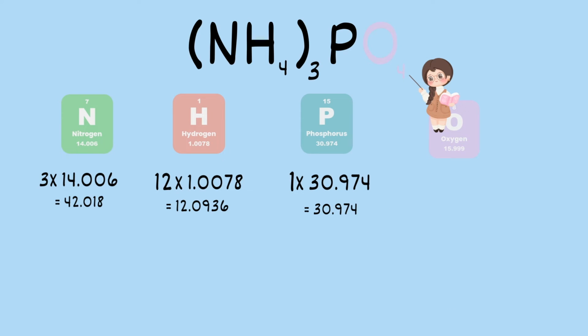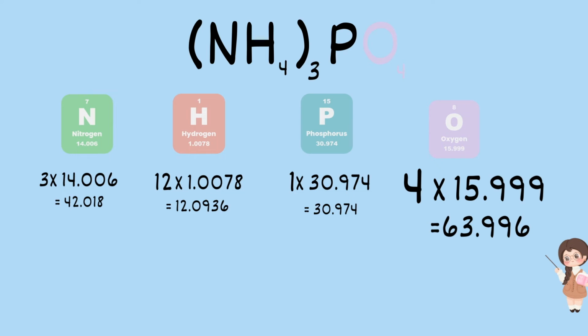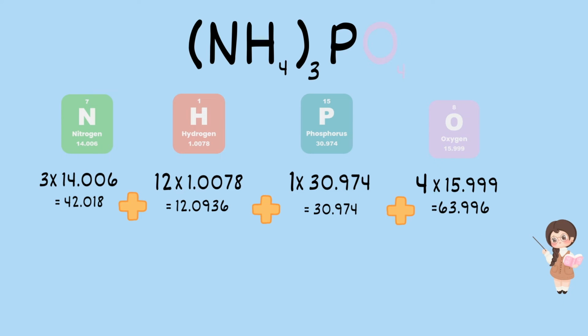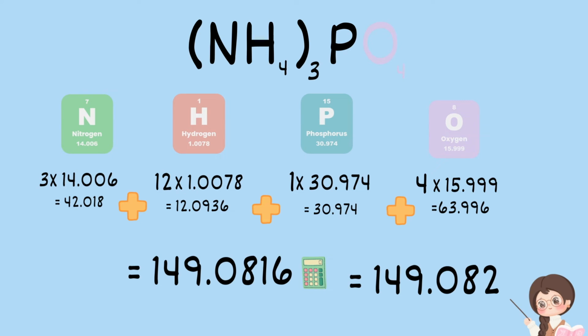Lastly, oxygen. There are 4 oxygen atoms in ammonium phosphate, so we multiply that by the molar mass of 15.999 and we get 63.996. Now, we add all of these masses all up together to get our molecular mass, and on our calculator, we get 149.0816. Our least number of digits after the decimal are 3.